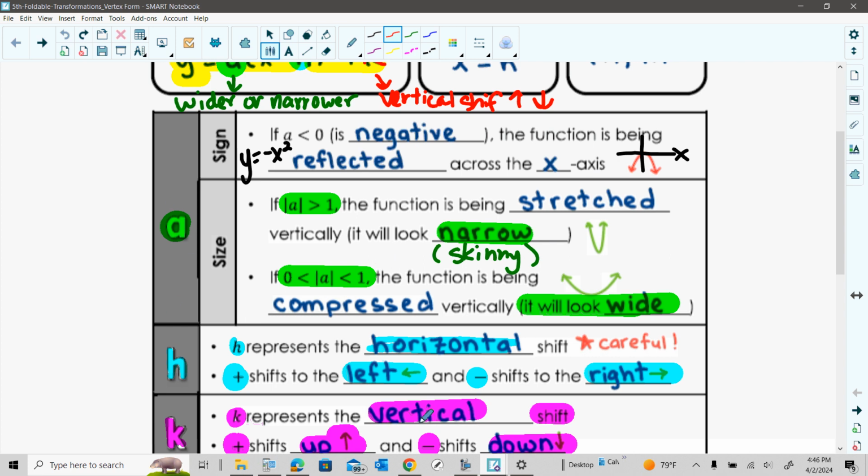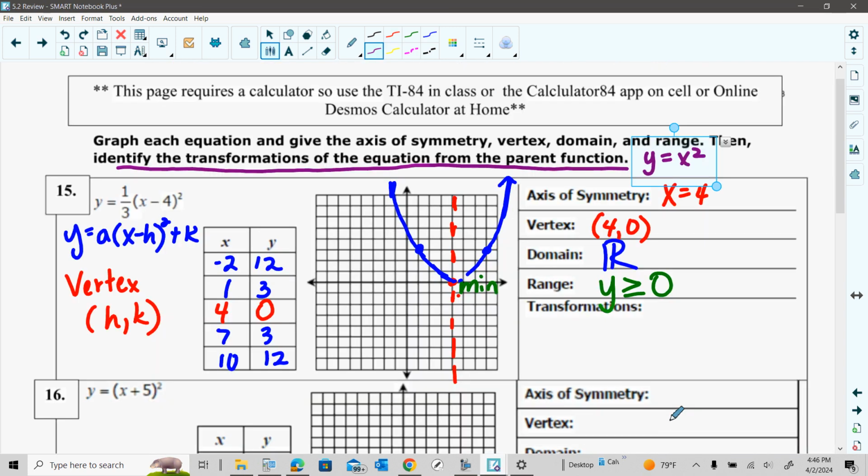So we want to do each part to describe the transformation. So the transformation is that the graph got wider. So that means it was compressed wider. So that's the A. Then it moved to the right, so that has to do with the H here. So the A here is just 1/3. That's how I knew, since that's a fraction, that's why it got wider.